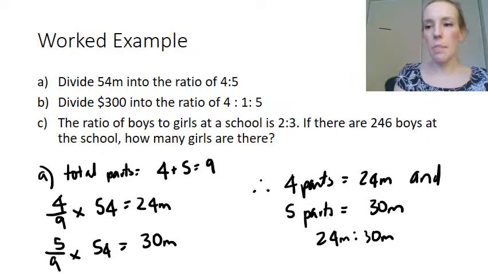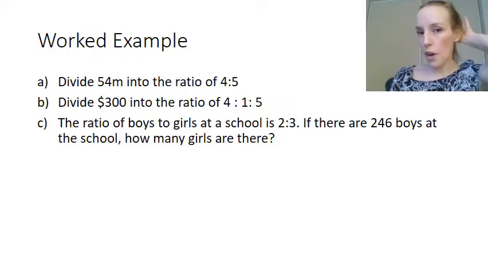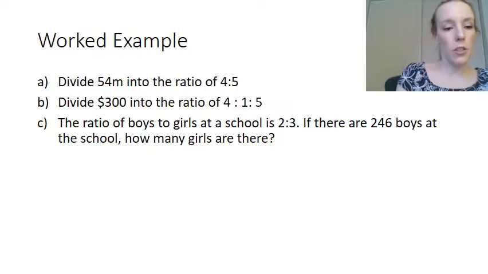Okay, so I'll clear that and we'll do B. Okay, so for B, divide $300 into the ratio of 4 is to 1 is to 5. So now we've got 3 different parts. So again, we're just going to work out the total number of parts.